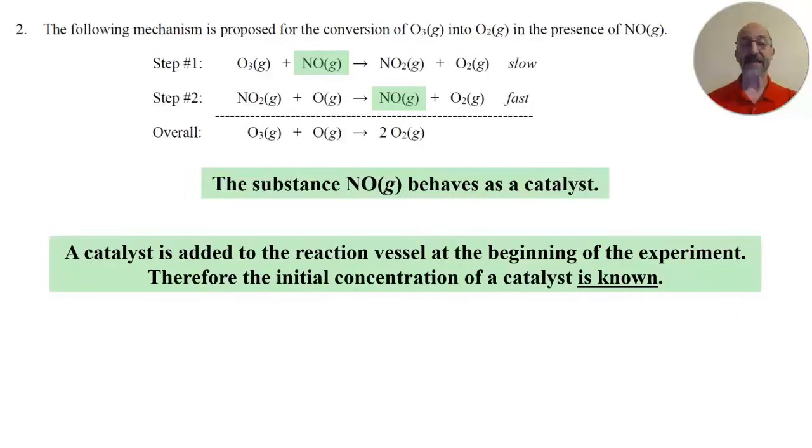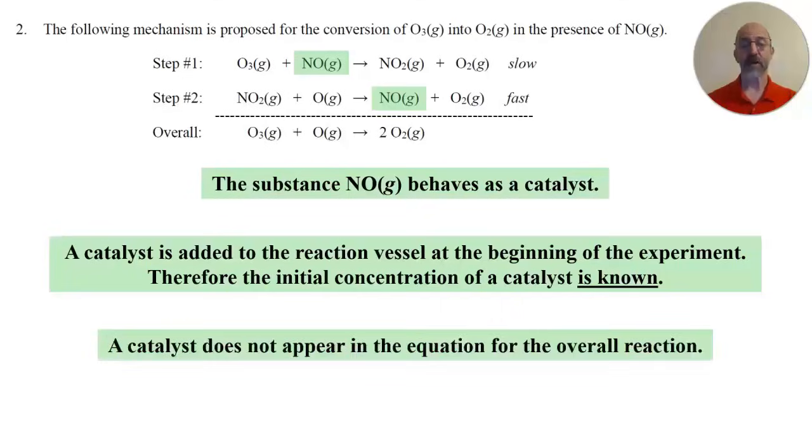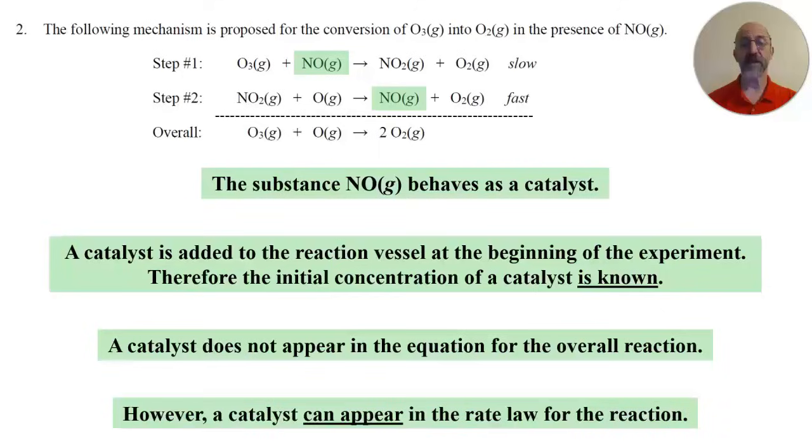A catalyst is added to the reaction vessel at the beginning of the experiment. So the initial concentration of a catalyst is known. And although it is true that a catalyst does not appear in the equation for the overall reaction, a catalyst can appear in the rate law for the reaction.